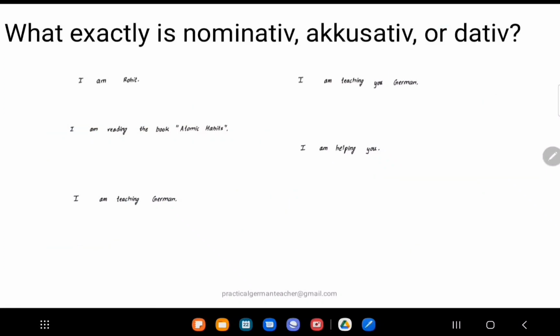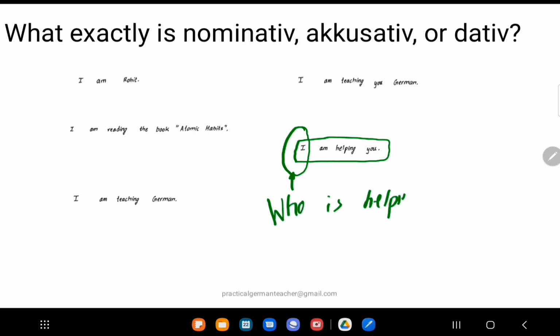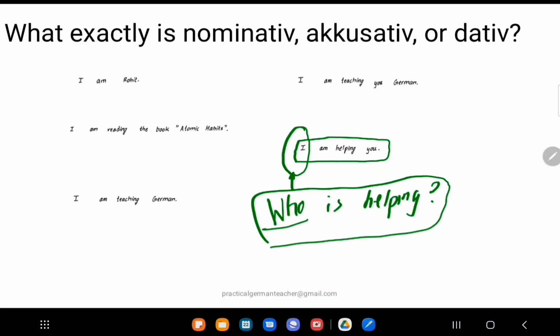Let's look at this sentence now: I am helping you. Again, who is helping? If you want to ask a question for this entity I, you will say who is helping, right? So again who, that's why this is nominative.